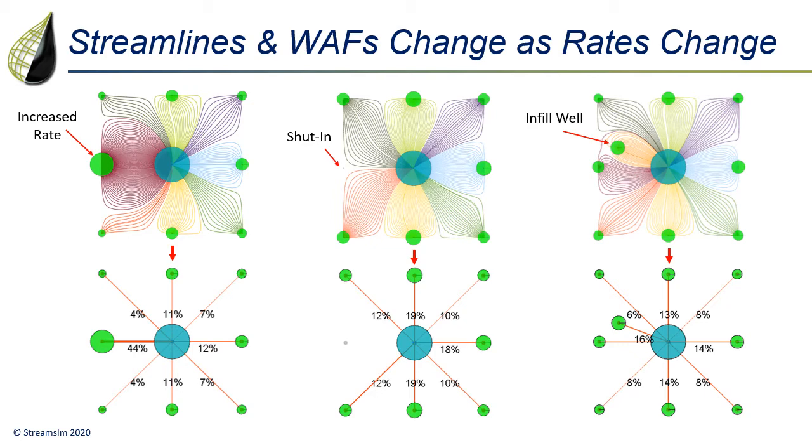In the middle picture, we shut in the producer. Now injection allocation factors range from 12% to 19%. And finally on the right, we add an infill producer and observe that the new infill has an injection allocation factor of 16%, while the remaining WAFs range from 6% to 14%. In all cases, as the well rates change, the streamlines and hence the WAFs change.